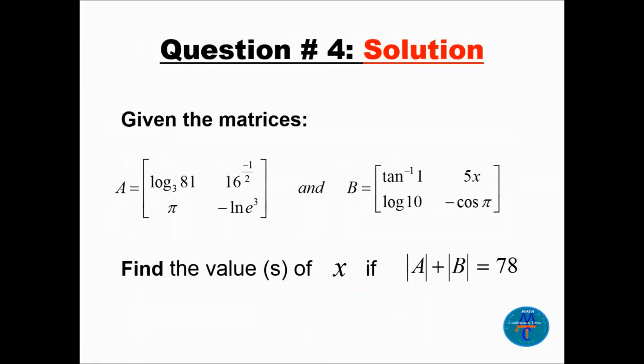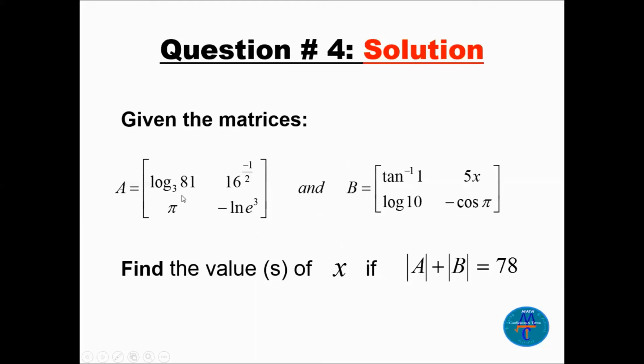Let's see the last question, which is very, very interesting. Given the matrices, now we have two matrices, A and B, and we have some natural logarithm base e, we have pi, we have cosine pi, we have tan inverse 1. We need to find the values of x if the determinant of A plus the determinant of B equals 78. You can see this question on the thumbnail.